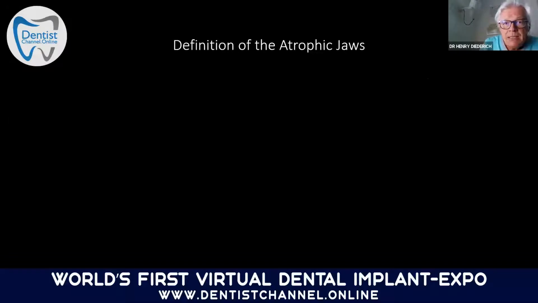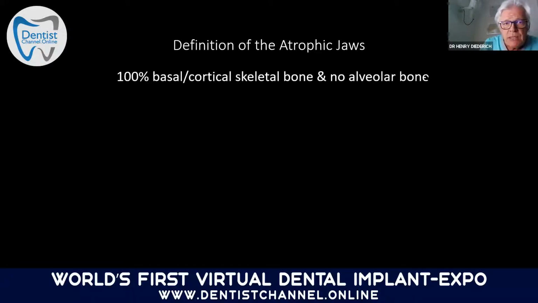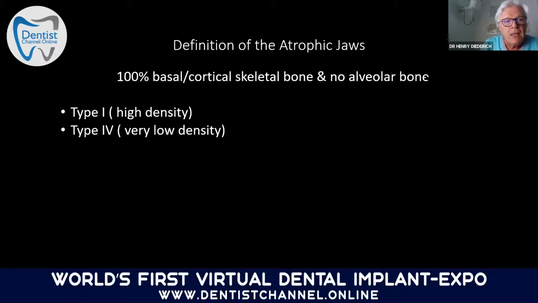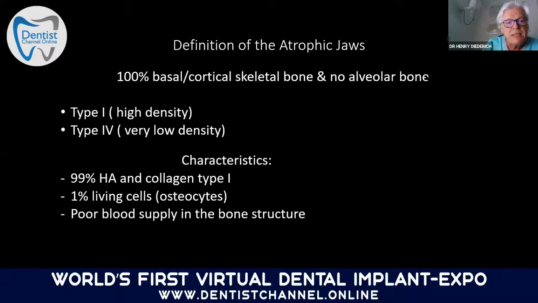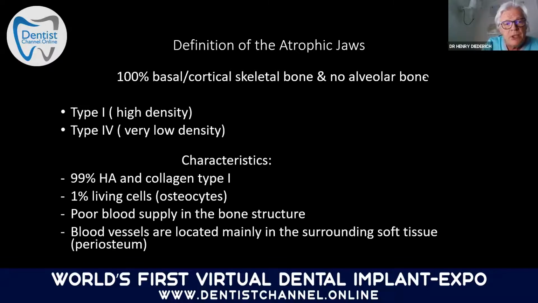Let's see the definition of the atrophic jaws. In the atrophic jaw, we have 100% basal or cortical skeletal bone and no alveolar bone. We have a type 1, which may be a higher density, and a type 4, which may be a very low density. The characteristics are the following. We have 99% hydroxyapatite and collagen of type 1. We have 1% living cells only, which are osteocytes. You have a poor blood supply in the bone structure. You have blood vessels located mainly in the surrounding soft tissue.